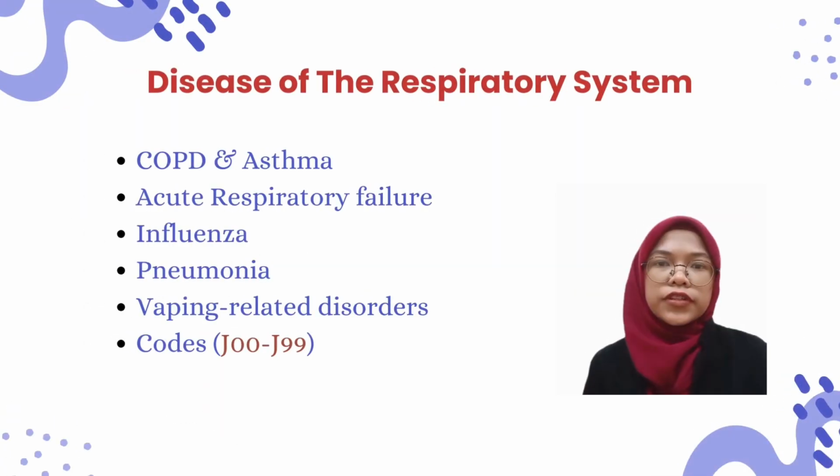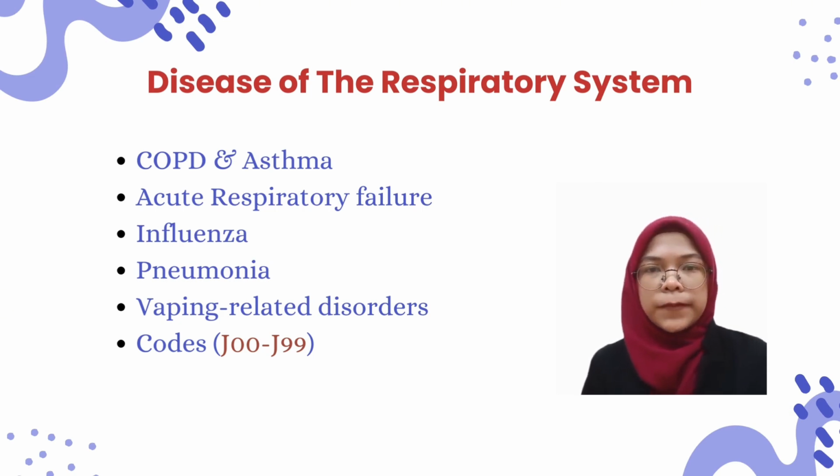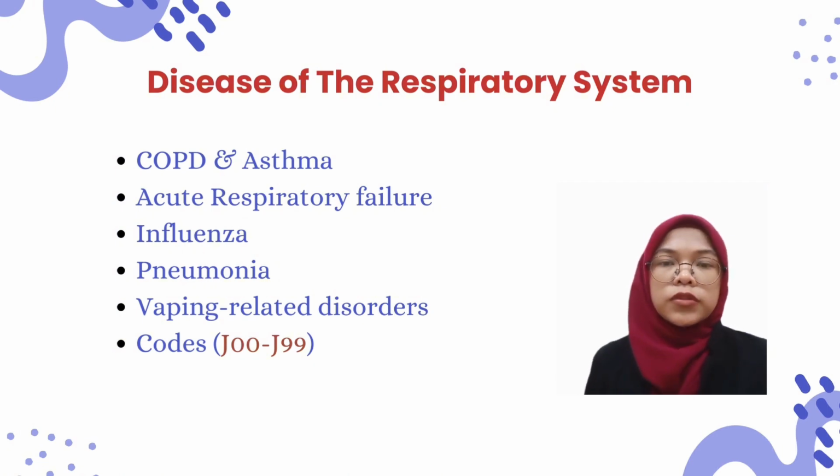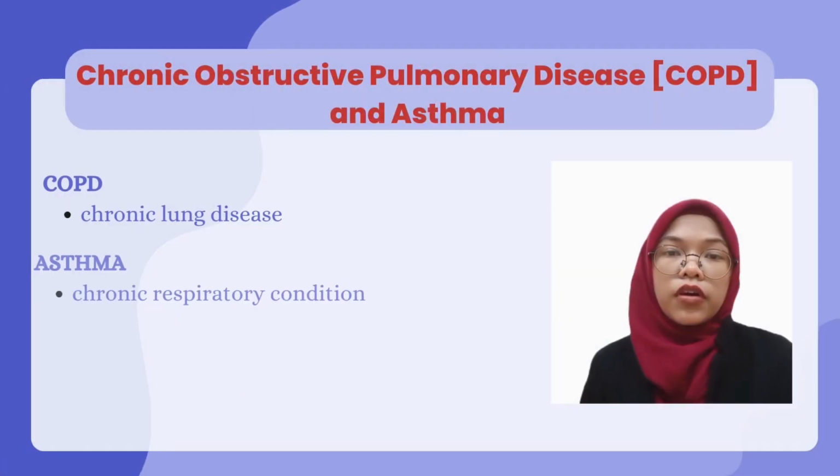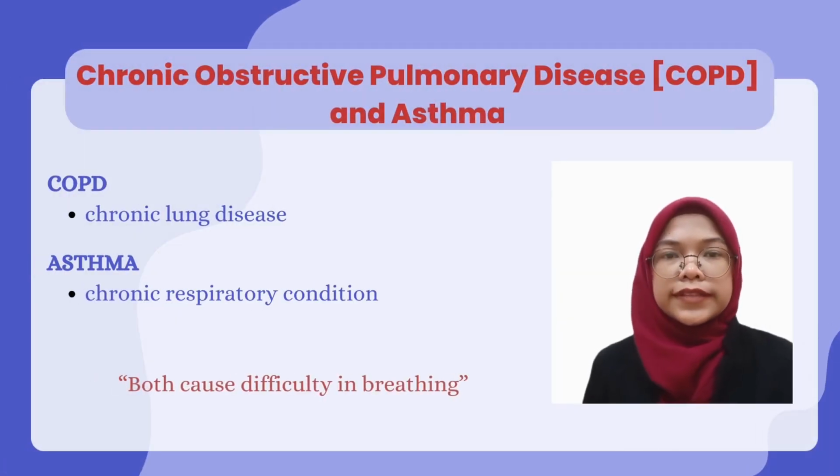There are several diseases associated with respiratory system. These include chronic obstructive pulmonary disease (COPD), asthma, acute respiratory failure, influenza, pneumonia, and vaping-related disorder. They are classified under ICD-10 code J00 until J99. Moving on, I will explain about the COPD and asthma disease.